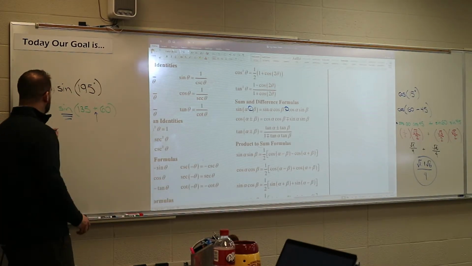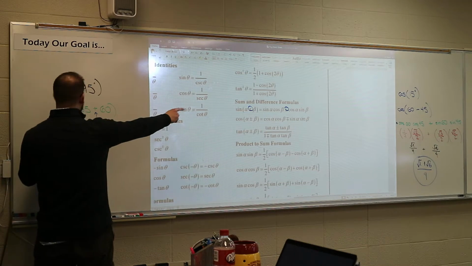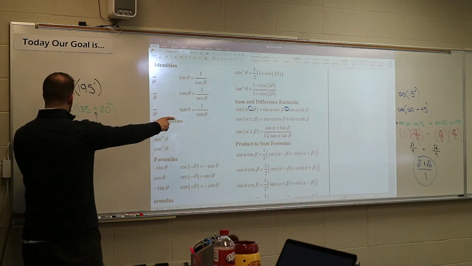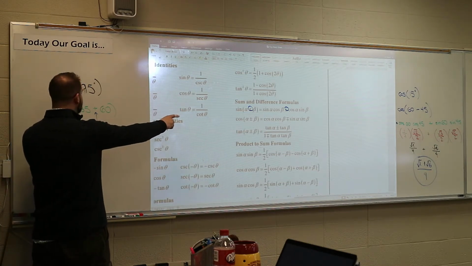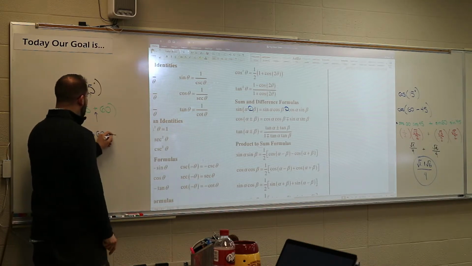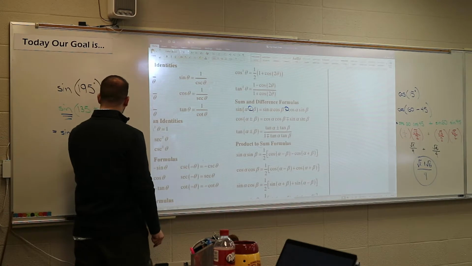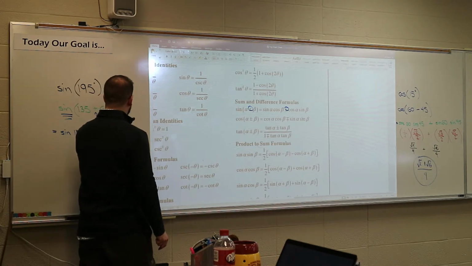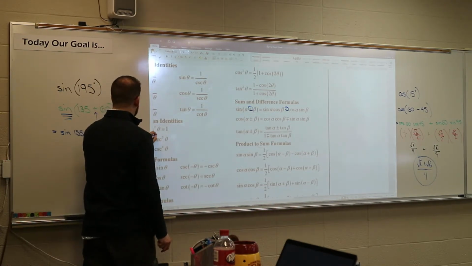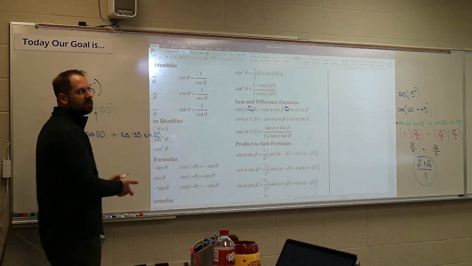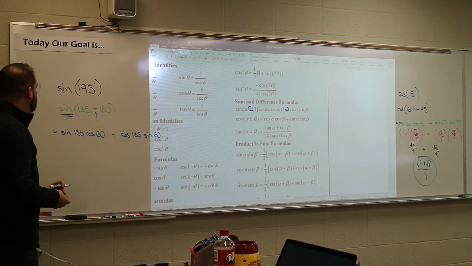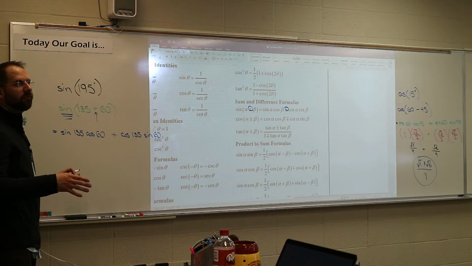So now, how this works. If you look at the formula, it's sine of the first angle, cosine of the second, plus, since I'm doing a plus here, cosine of the first, sine of the second. And again, these can be flip-flopped, it doesn't matter how you wrote it. Questions on how I started that formula?